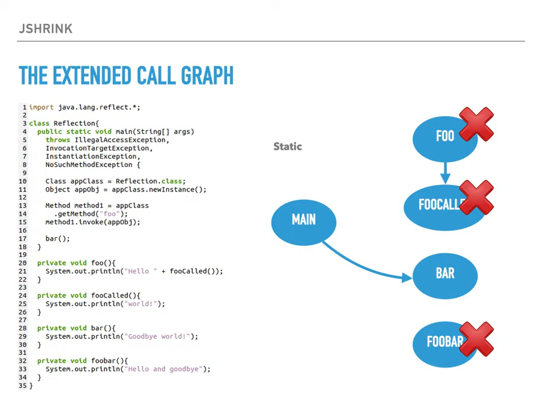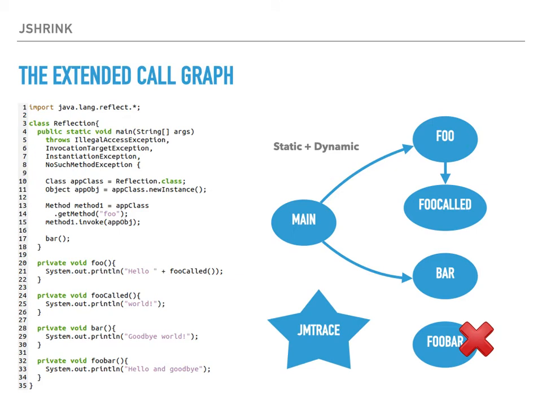Upon running such a program, you would receive a method not found error, as foo is actually called. It's simply just called through a dynamic feature, the reflection API. Therefore, we introduce a dynamic component. We run the application and see which methods are called and extend our call graph accordingly. So we figure out that main does actually call foo, and that gives us a more complete call graph. And from this call graph, we know we have to keep foo and foo called within the program. Though, statically and dynamically, foo bar is never called, and therefore we can safely remove foo bar from the program.